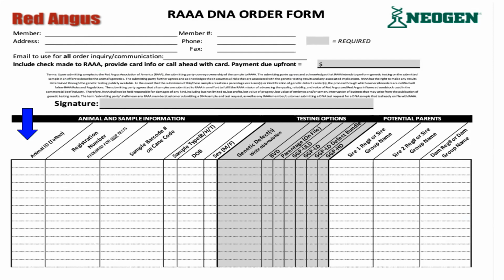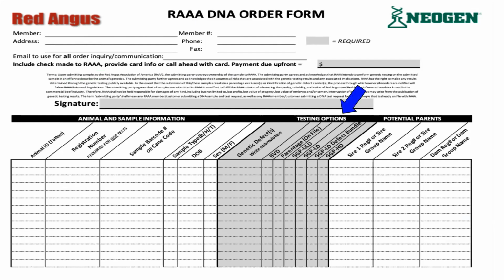Next column over is sample type. So that's blood, hair, tissue. You can also write S for semen if that's what you're submitting. Date of birth for the animal, the sex if it's male or female. And then we're going to get over to the testing area.